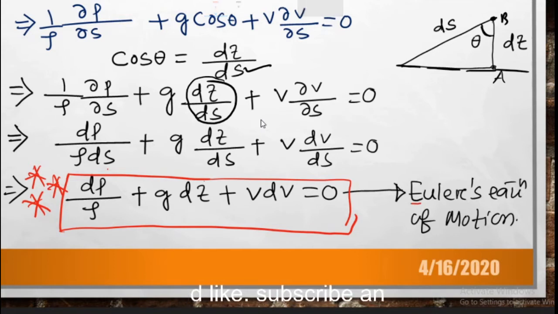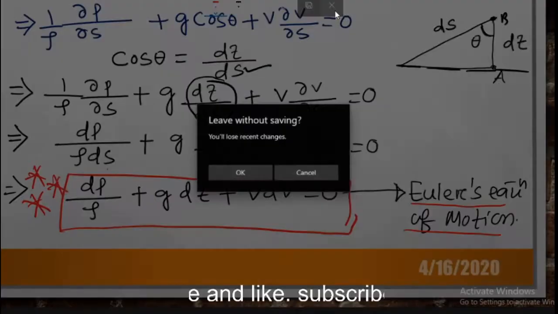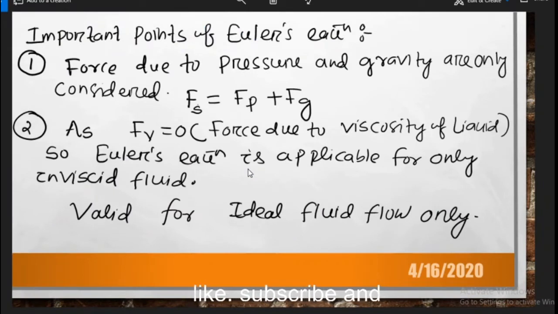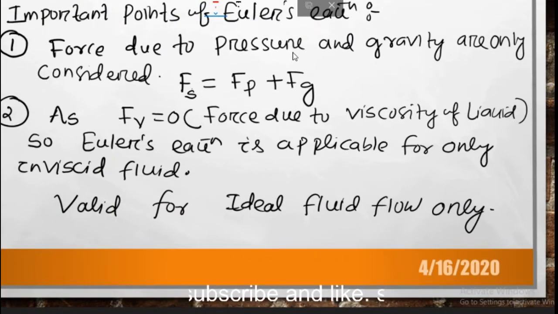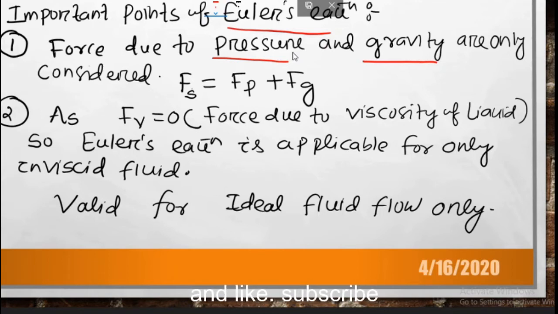Euler equation is based upon the conservation of momentum, because we have derived the equation from Newton's second law of motion. In the Euler equation we have assumed the flow to be steady flow. If we integrate this Euler equation, some important points we have to remember about it. In the Euler equation derivation, we considered the force due to pressure and the force due to gravity. These two forces only are considered. Other forces have been neglected.